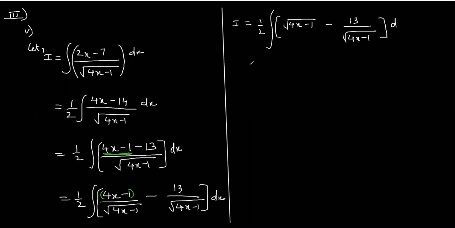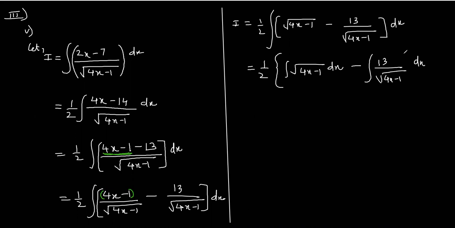Okay, then I will write 1 by 2 outside, and inside I write separate integrals. So integration of square root of 4x minus 1 dx minus here the integral of 13 times 1 upon square root of 4x minus 1 dx.